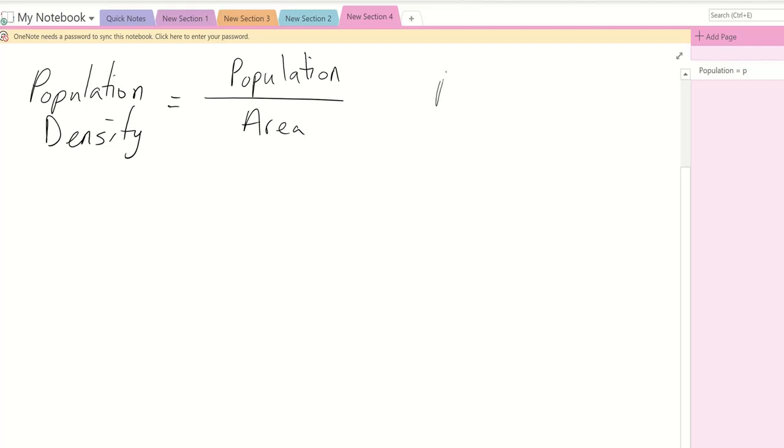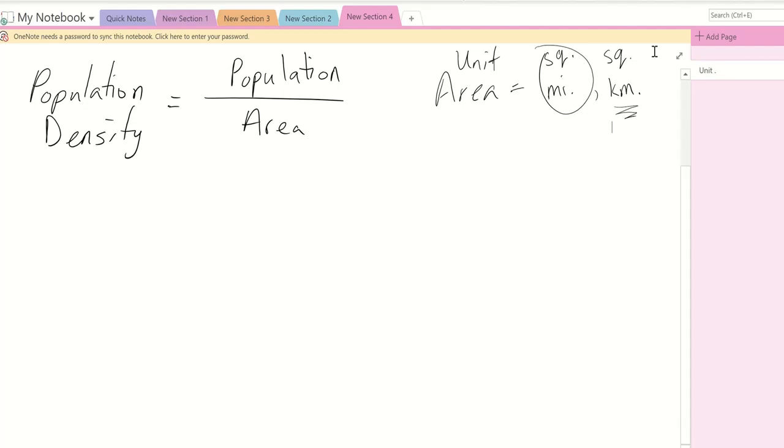So the unit for area could either be square miles or square kilometers. You're going to see different formats and different ways. In most cases, we're going to look at square miles because in America we look at miles as opposed to kilometers, but in other countries you're going to see square kilometers.